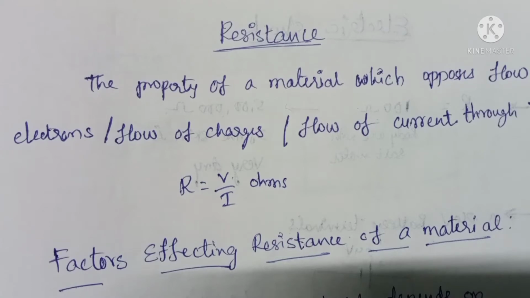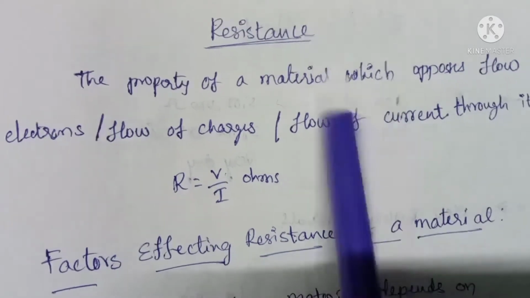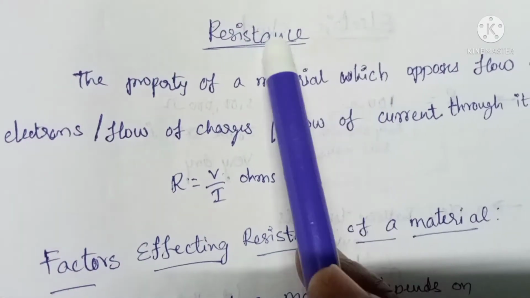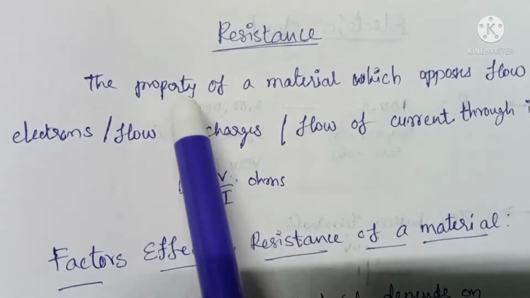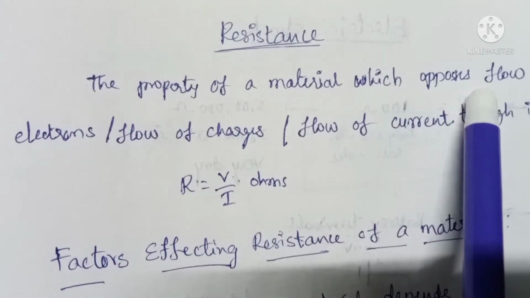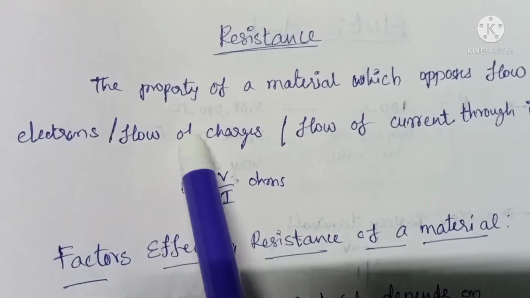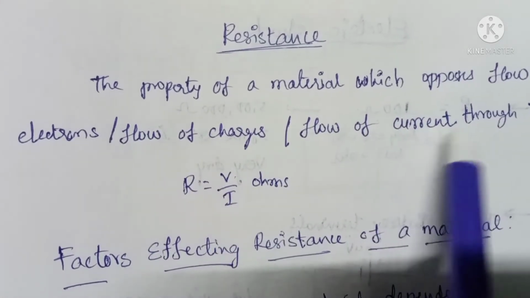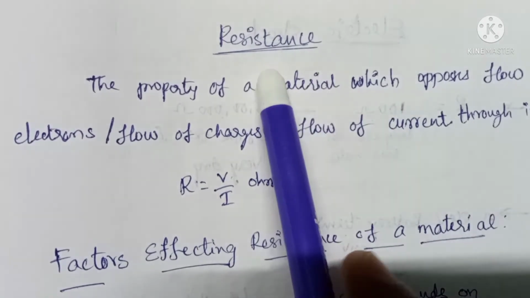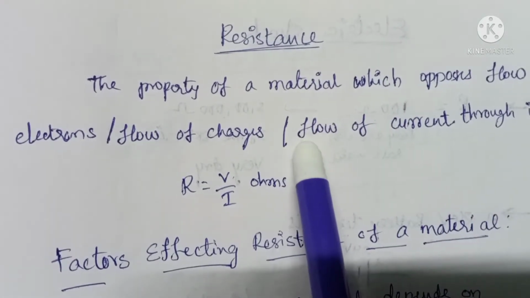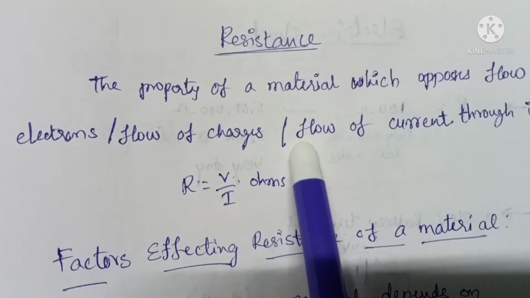In this video, we will discuss resistance. Resistance of a material is defined as a property of a material which opposes the flow of electrons, or flow of charges, or flow of current through it. So resistance is nothing but the opposing character of a body or a material.